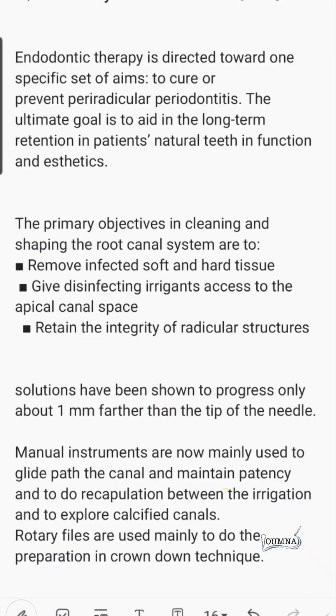See you soon. Endodontic therapy is directed toward one specific set of aims: to cure or prevent periradicular periodontitis. The ultimate goal is to aid in the long-term retention of patients' natural teeth in function and aesthetics. The primary objectives in cleaning and shaping the root canal system are to remove infected soft and hard tissue, give disinfecting irrigants access to the apical canal space, and retain the integrity of radicular structures.